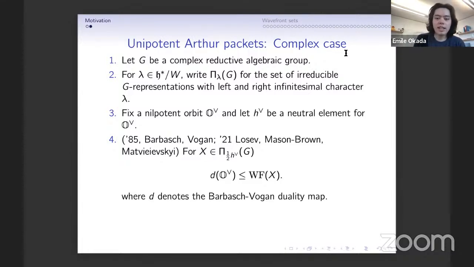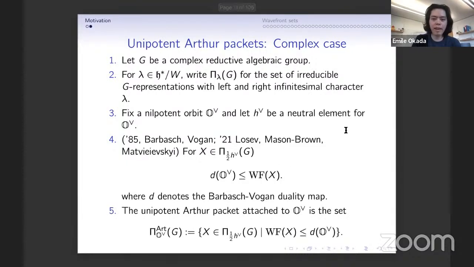these representations have a lower bound. The Wavefront set has a lower bound by the Barbasch-Vogan dual of O check. And I call it the Barbasch-Vogan dual here. This duality map was originally discovered by Spaltenstein, but it was defined case-agnostically in the complex case by Barbasch and Vogan. And I believe a lot of the researchers in this area refer to it as the Barbasch-Vogan dual map. And then because of this lower bound, they defined the unipotent Arthur packet to be the representations with this infinitesimal character and Wavefront set equal to the dual of O check.